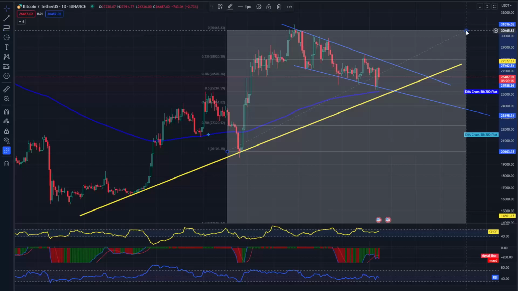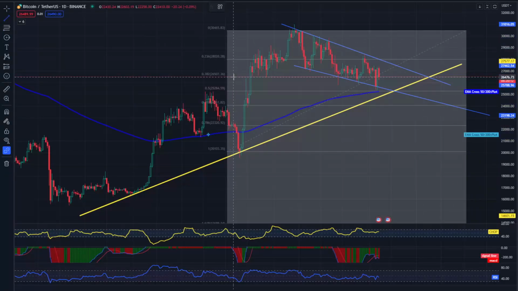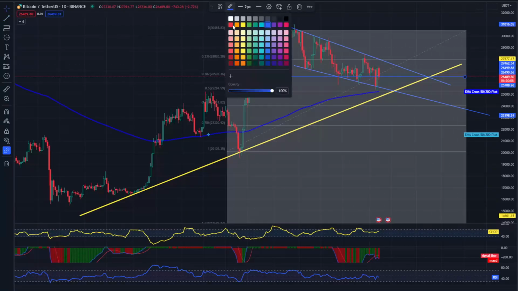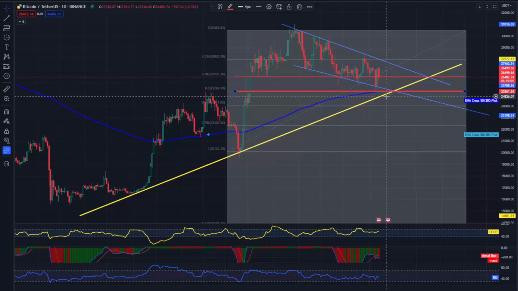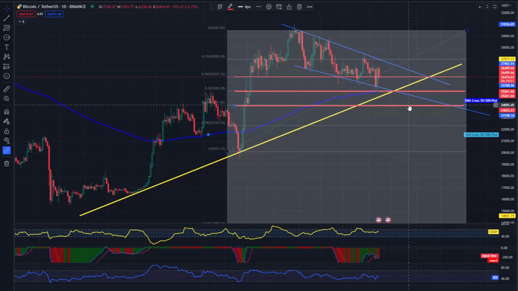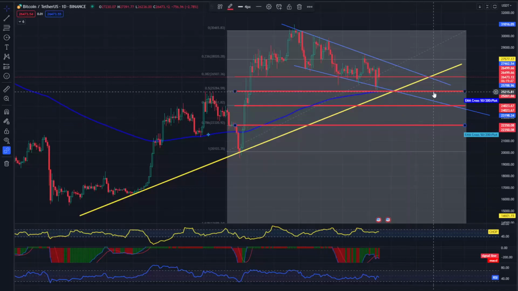Now we can move on to marking the places of support in case of returning to the correction. And here we see that the first support is at $26,480, which the price is currently based on. Then we have the first strong support at $25,261, which held the price in the recent rebound. Then the third support at $24,023, and then the very strong support at $22,350.